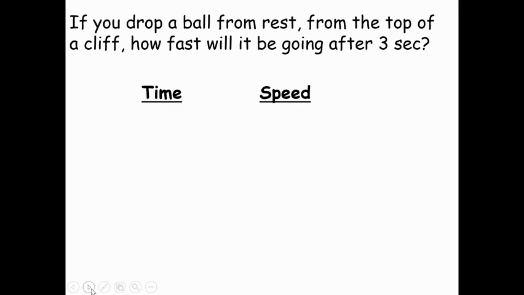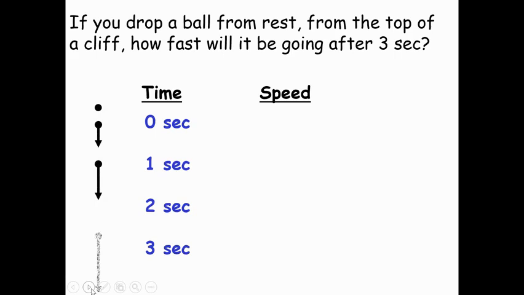If you drop a ball from rest at the top of a cliff, after 3 seconds of motion, how fast will it be going? Let's think this through, thinking about how the acceleration due to gravity will accelerate the ball. If the object starts from rest and falls for 3 seconds, every second this ball will gain 10 meters per second of velocity. So if it starts from rest, the initial velocity will be 0 meters per second.